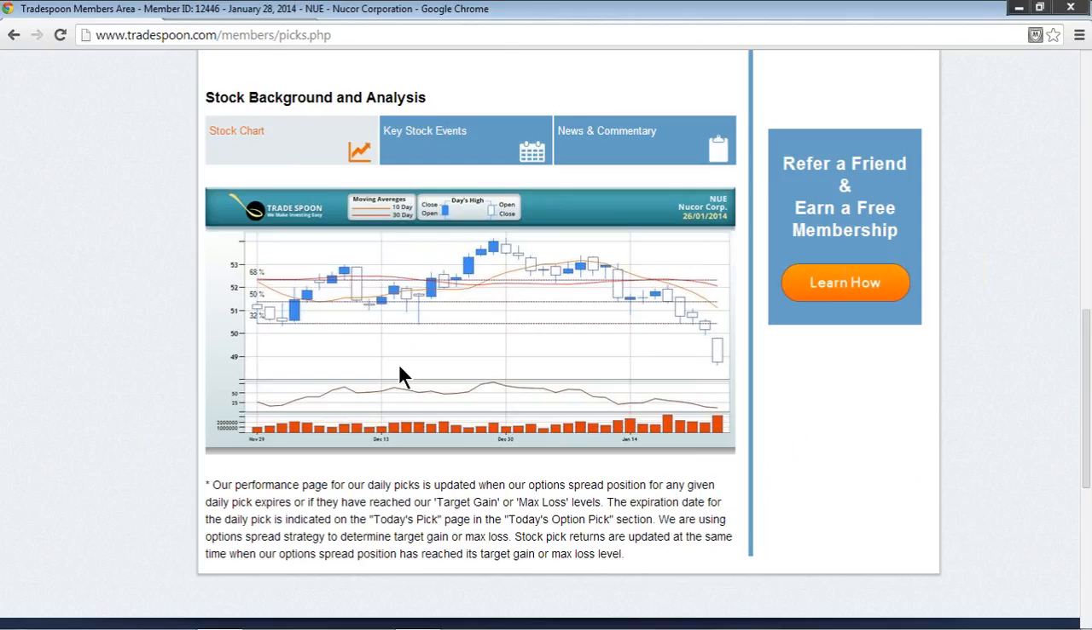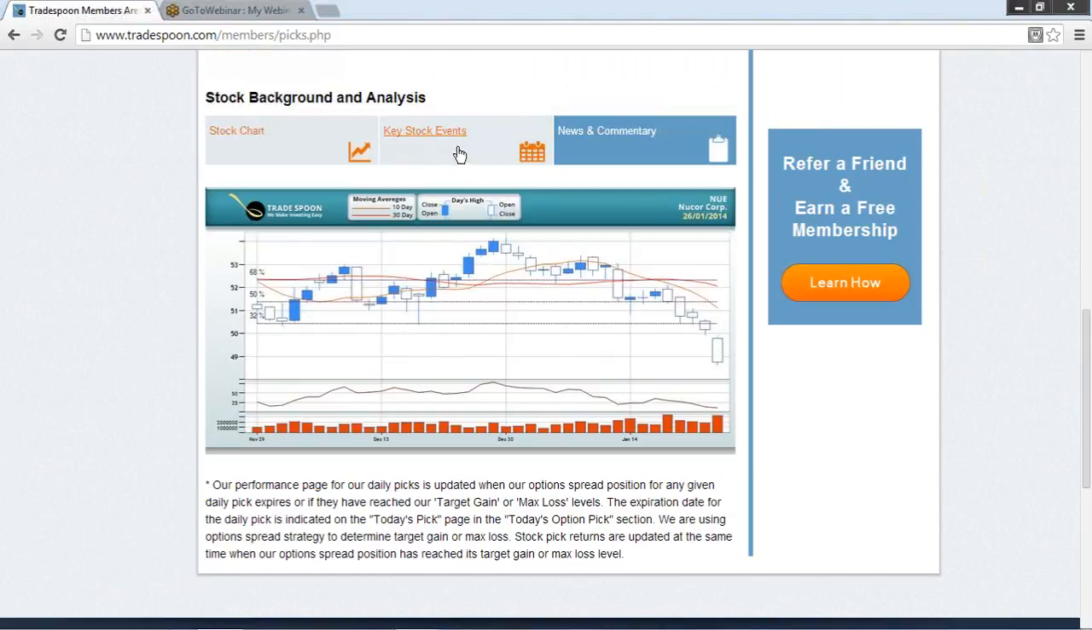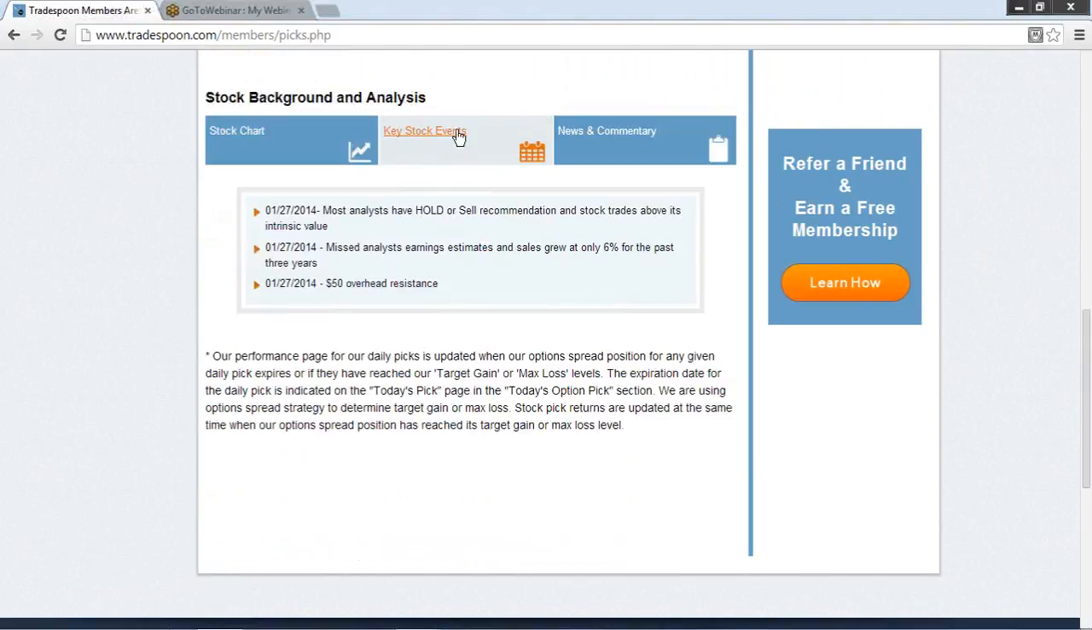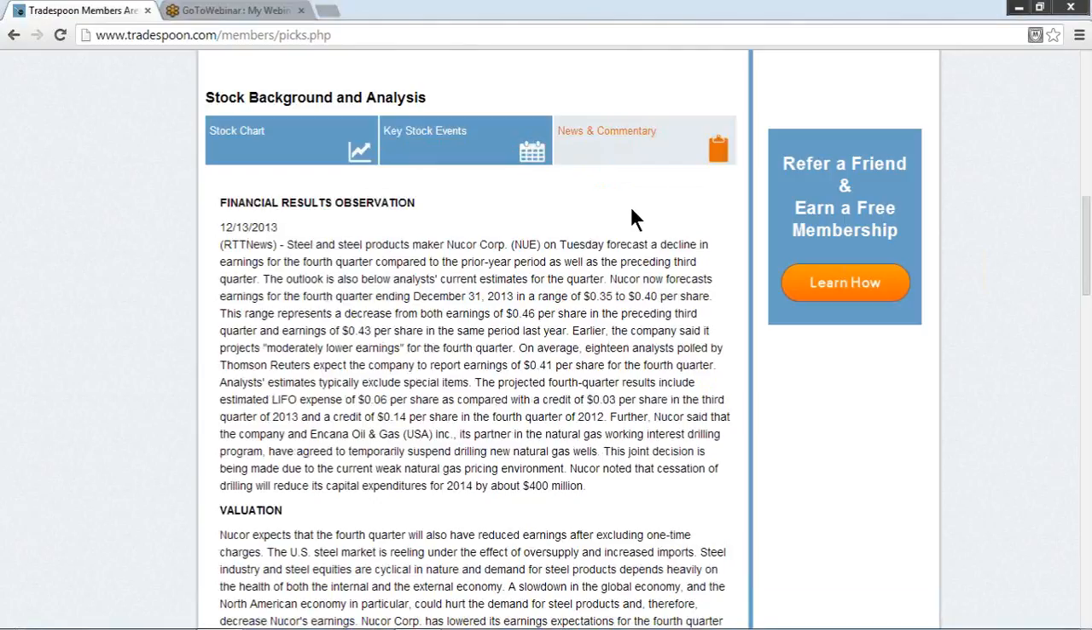Taking a look at the stock chart, you've seen that the stock has pulled off, and steel, which is what Nucor's business is, has been under some pressure. Key stock events, and specifically what has put even more pressure is that they missed analyst earnings estimates, and sales only grew at 6% over the past 3 years. You're also seeing the recommendations and so forth in the key stock events. And any news and commentary that you're seeing from the marketplace and from analysts can be found right under here in this section.